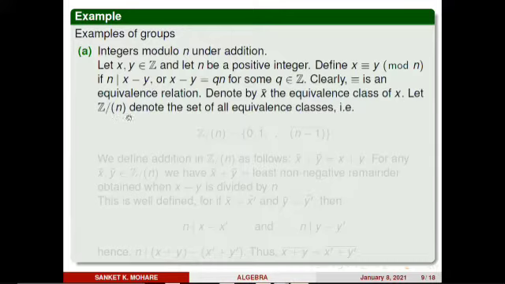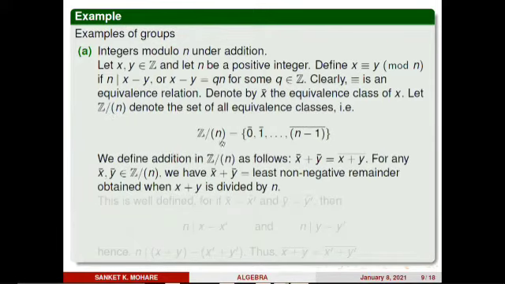So let Z by n denote the set of all equivalence classes. This Z by n is what? The set of all equivalence classes. So let Zn be denoted as bar 0, bar 1, and so on up to bar n minus 1. So this Z by n contains all the equivalence classes: the equivalence class of 0, of 1, and of n minus 1. If I collect the set of all equivalence classes under modulo n, then I get this set Z by n.